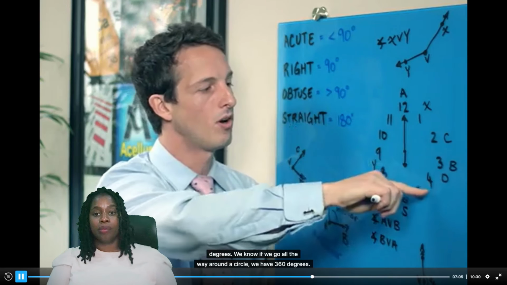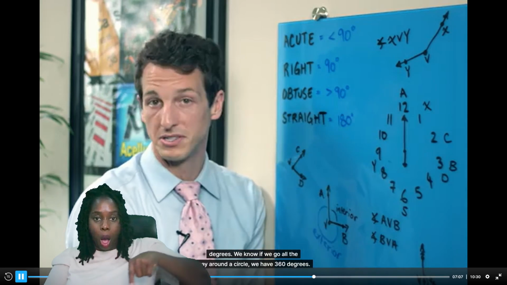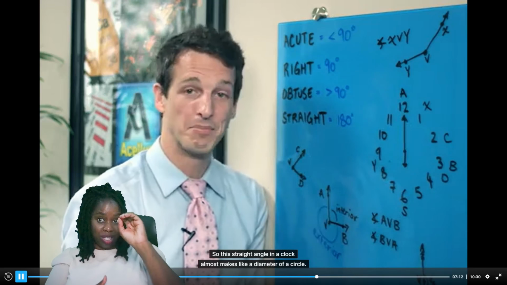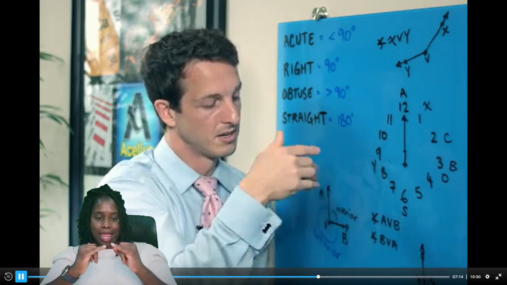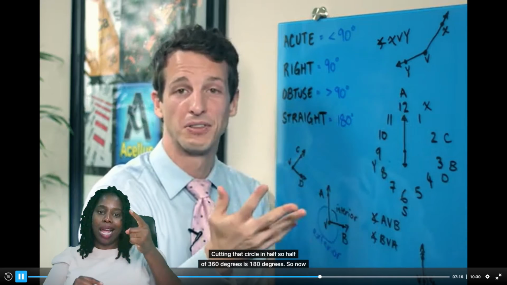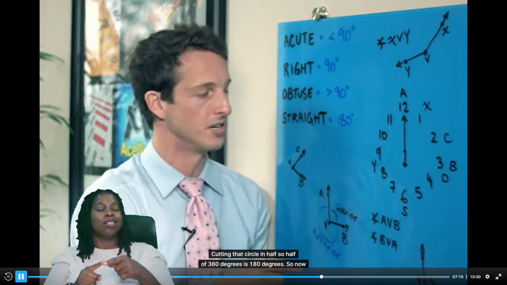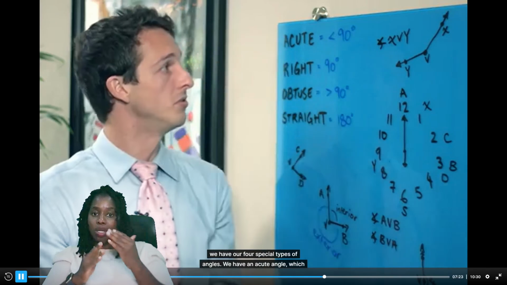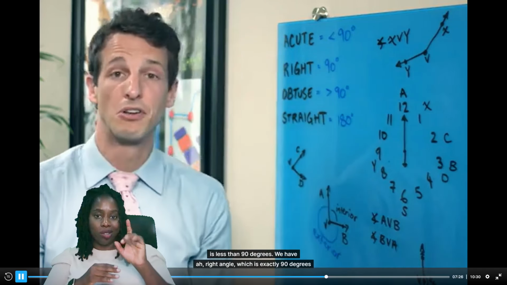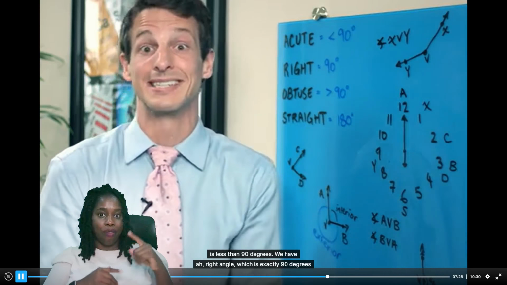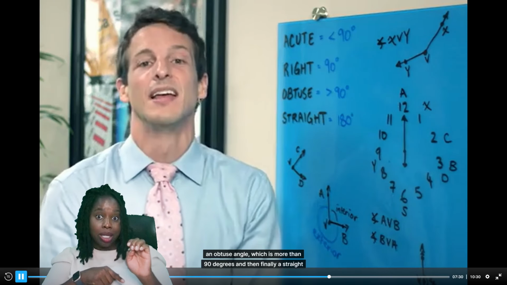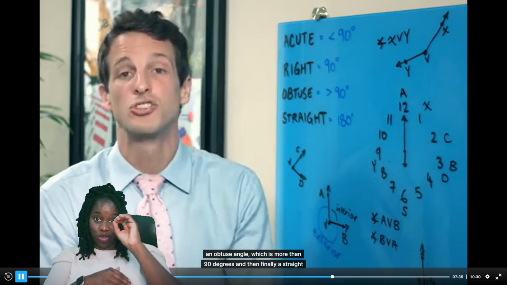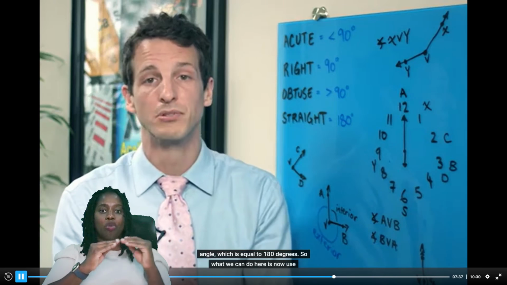We know if we go all the way around a circle, we have 360 degrees. So this straight angle in a clock almost makes like a diameter of a circle, cutting that circle in half. So half of 360 degrees is 180 degrees. So now we have our 4 special types of angles. We have an acute angle, which is less than 90 degrees. We have a right angle, which is exactly 90 degrees. An obtuse angle, which is more than 90 degrees. And then finally, a straight angle, which is equal to 180 degrees.